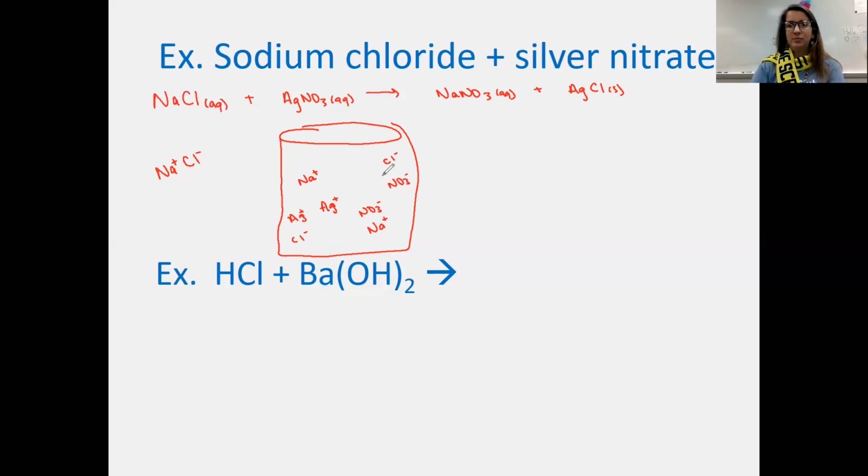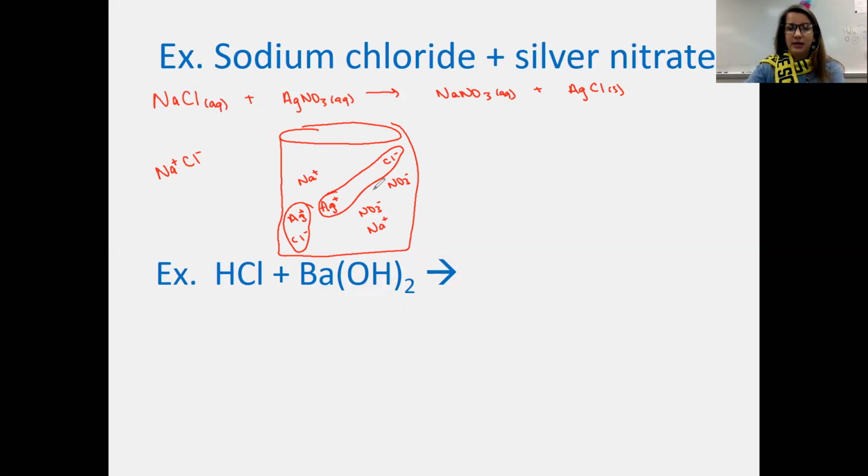So when you mix these two things together, the silver and the chloride, because of the way they bond, don't dissolve in water. So when these two things get close to each other, they form an ionic compound. I drew these kind of far away, but I'm still going to circle them. So they form a solid, and they precipitate out and they fall to the bottom of the solution.